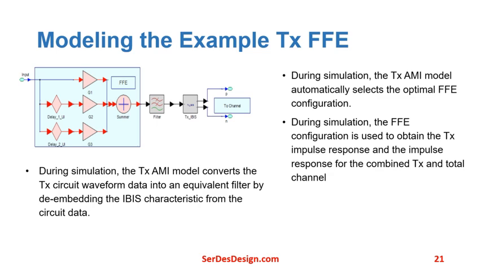Modeling the example transmit FFE. During simulation, the transmit AMI model converts the Tx circuit waveform data into an equivalent filter by de-embedding the IBIS characteristic from the circuit data. The transmit AMI model automatically selects the optimal FFE configuration. The FFE configuration is used to obtain the transmit impulse response and the impulse response for the combined transmit and total channel.